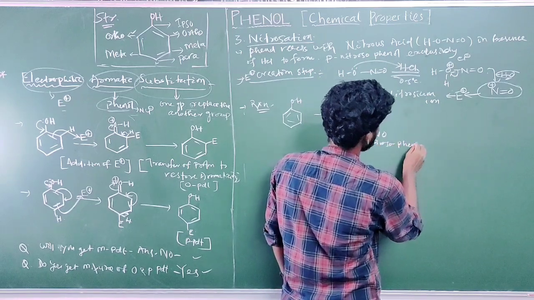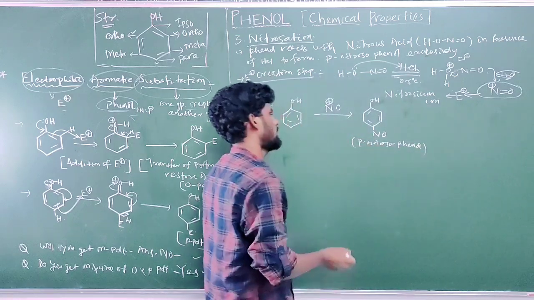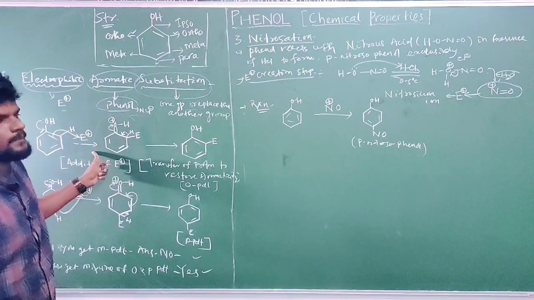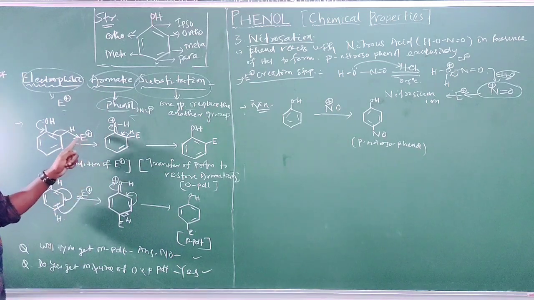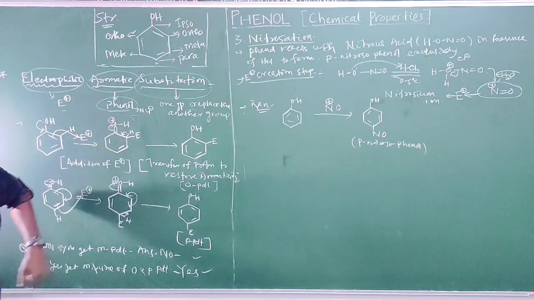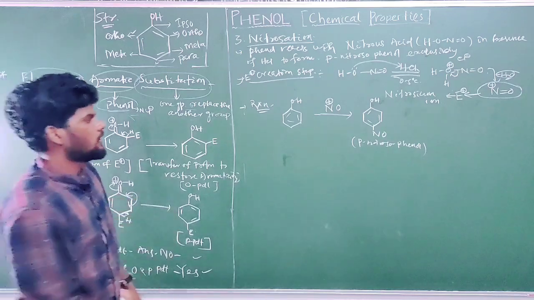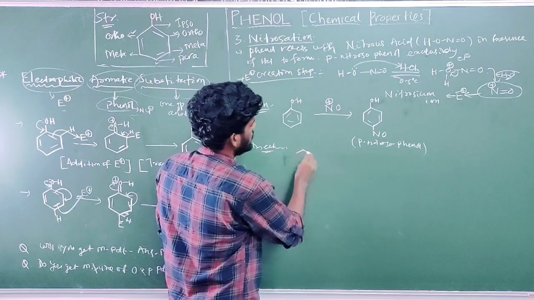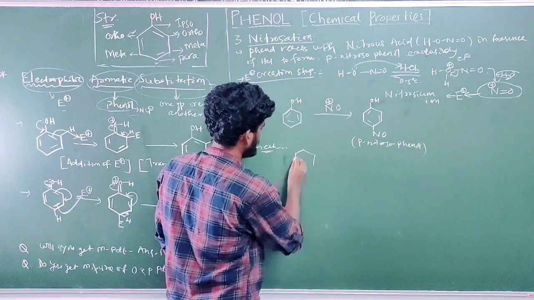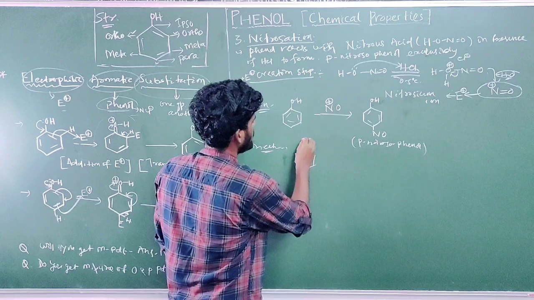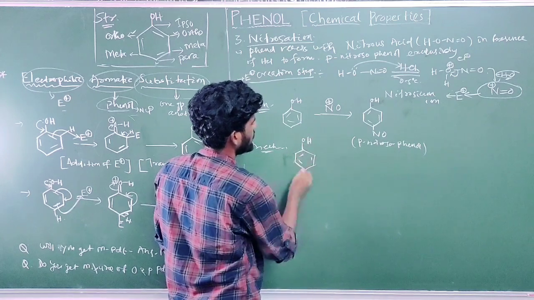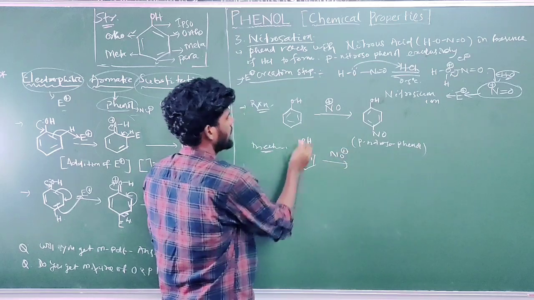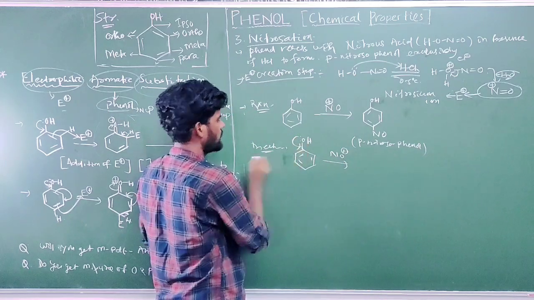I am writing this mechanism here because I have more space. The mechanism is similar to the previous one, but you have to just replace the electrophile by NO plus. We will get the para product. So this is phenol, and the electrophile is NO plus. Look at the mechanism, a similar mechanism.